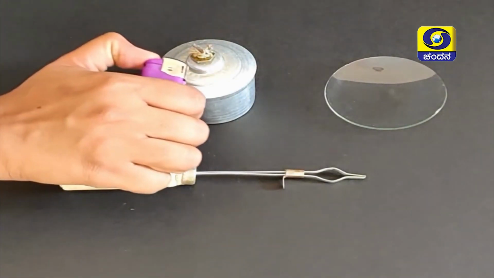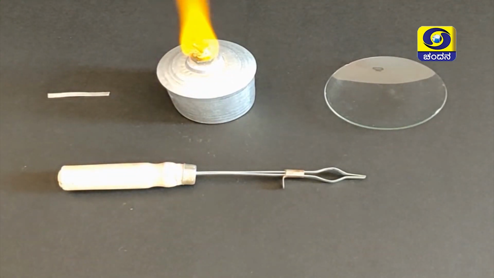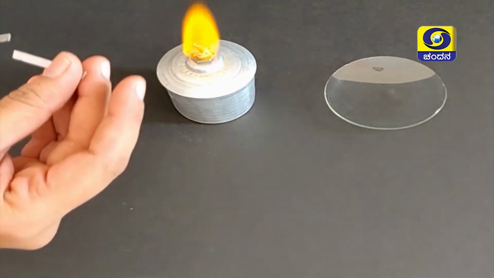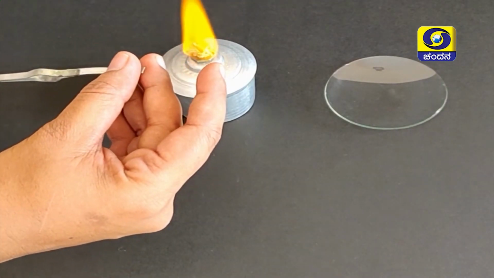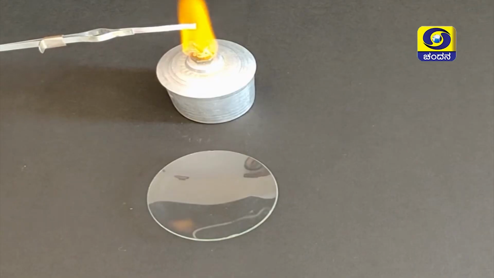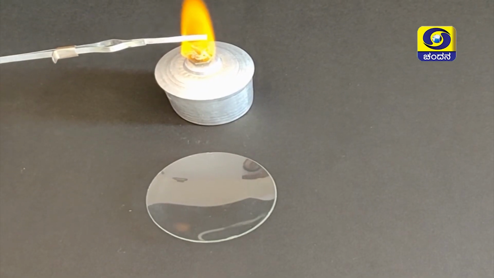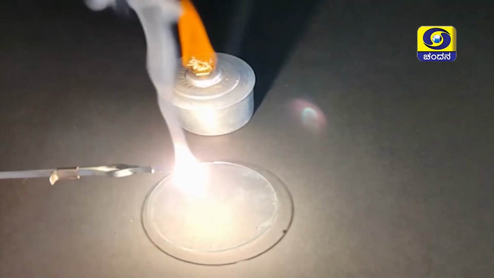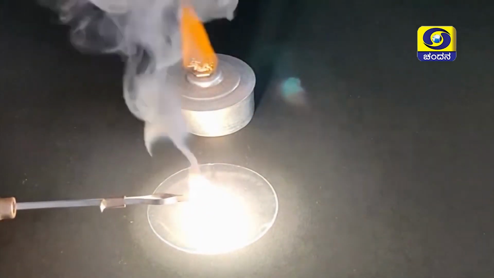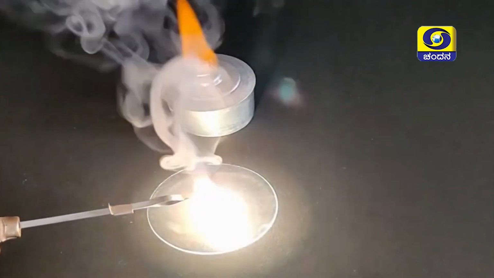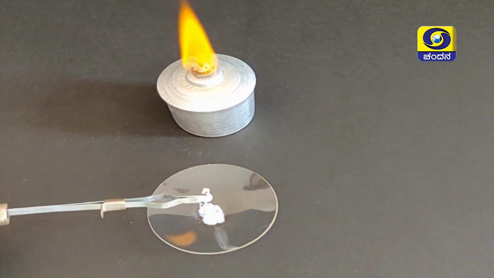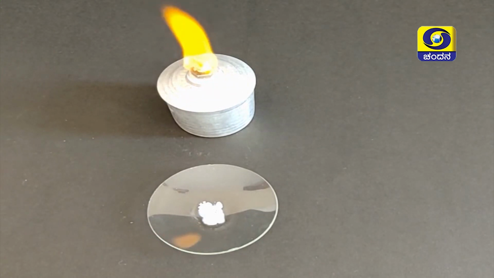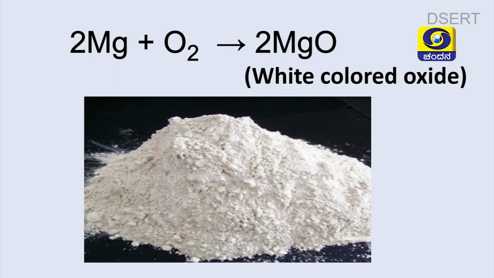Light the spirit lamp using a lighter or a matchstick. Secure the magnesium ribbon or strip to a test tube holder. Hold the ribbon over the flame till it catches fire. Do not directly look at the flame as this can injure your eyes. Collect the ashes from the combustion in the watch glass. You can see here, after the magnesium burns in oxygen, as you saw in the video, it forms a white colored oxide, which is magnesium oxide.